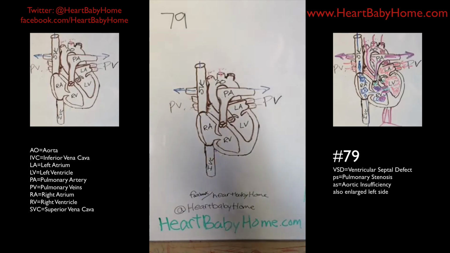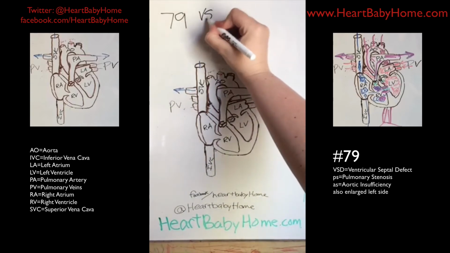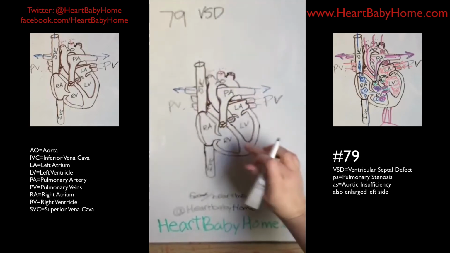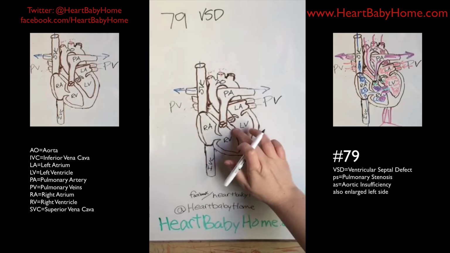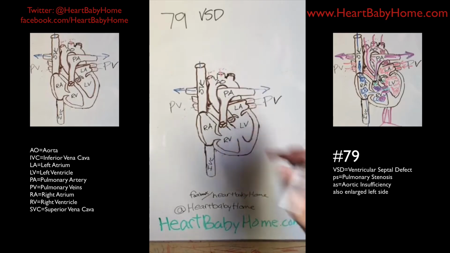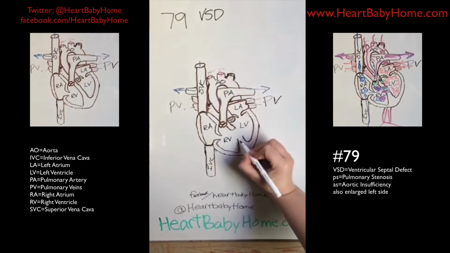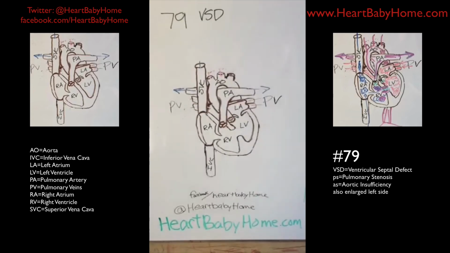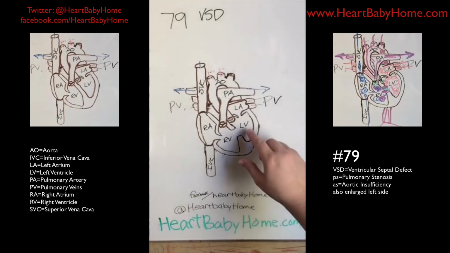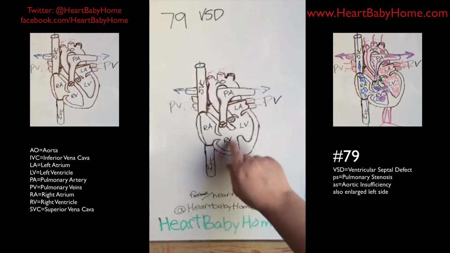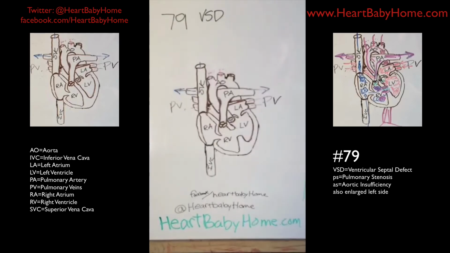So the first thing we have is a VSD, and that is where you have a hole in the septal wall that's between the right and left ventricles, which looks kind of like that. And then what happens is you have the red blood or oxygen-rich blood from the left side of the heart mixing with the oxygen-poor blood from the right side of the heart.